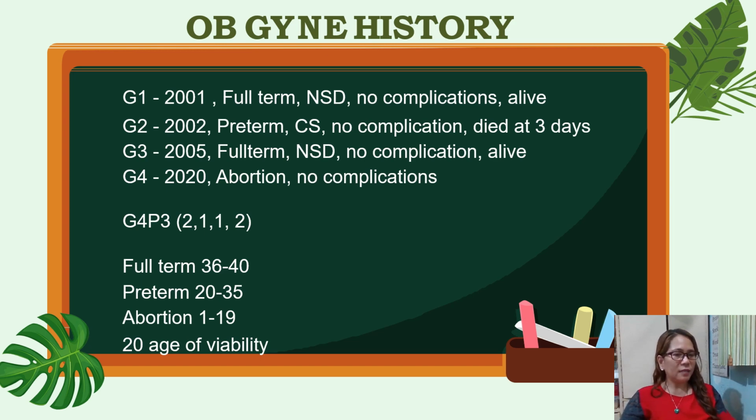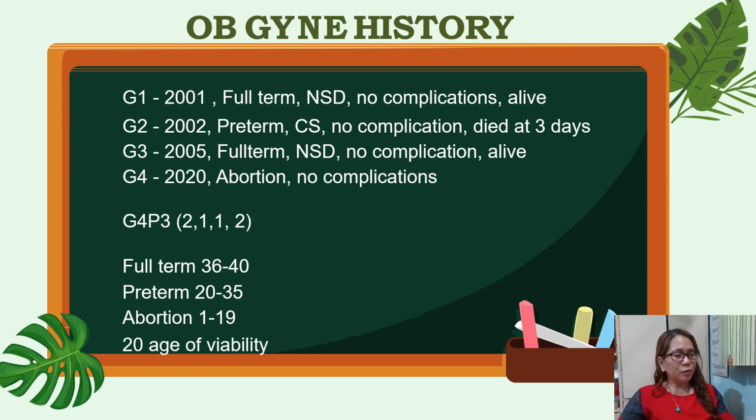Sa TPAL term, ilan ang term? Full term. Okay, sa 2001, 2005, so meron kang 2. P, preterm. Meron kang isang preterm kaya may 1 ka. Abortion, A, meron kang isang abortion kaya may another 1. So, living or L, 2 ang alive, no? Yung pinanganak noong 2001 and 2005. So, your OB score is G4P3 2112.